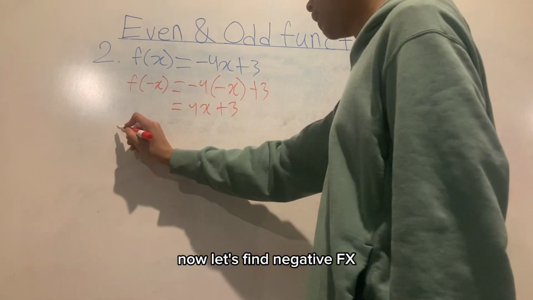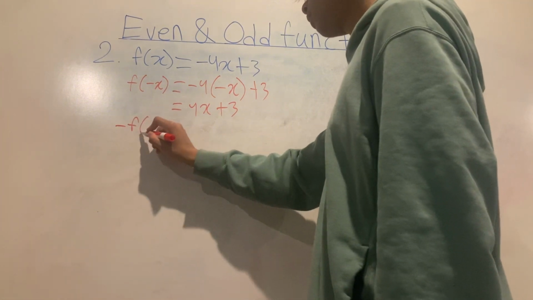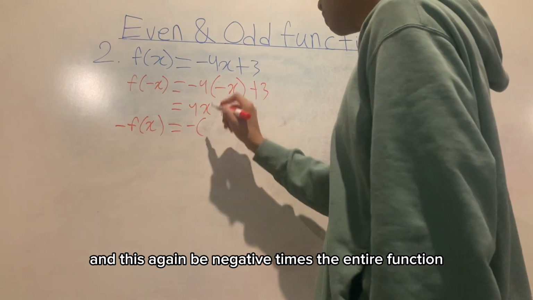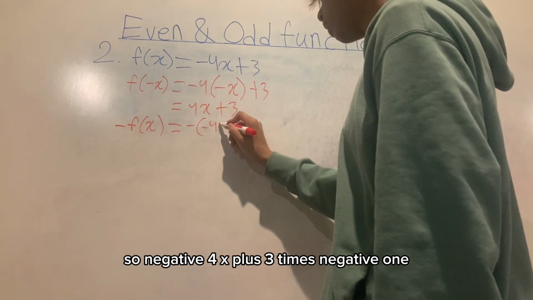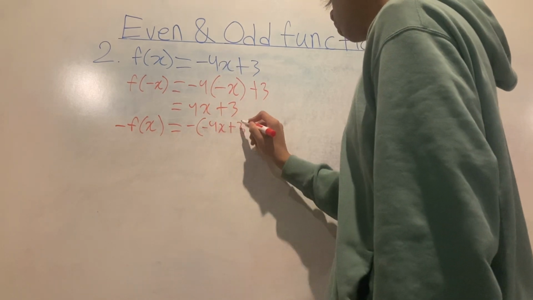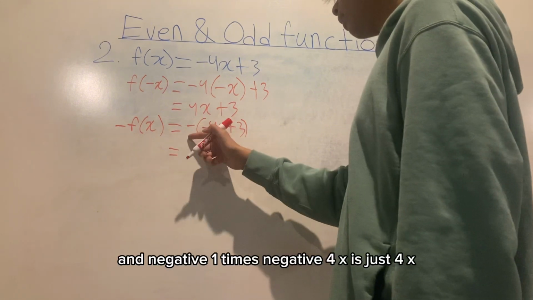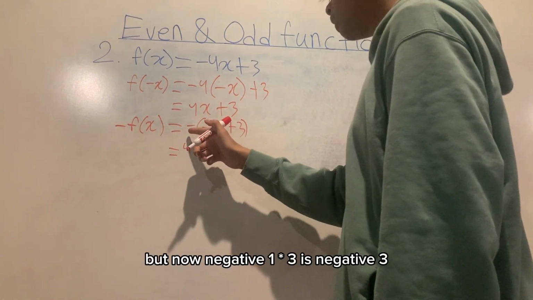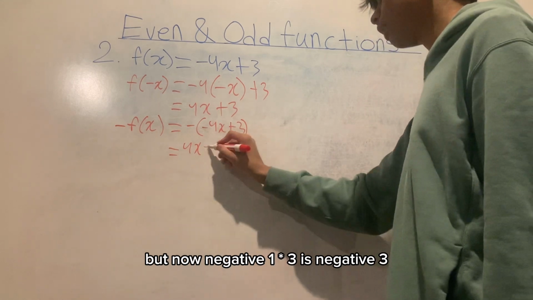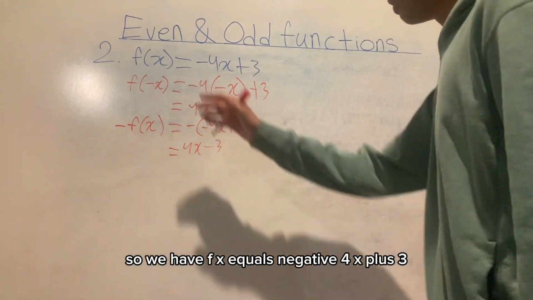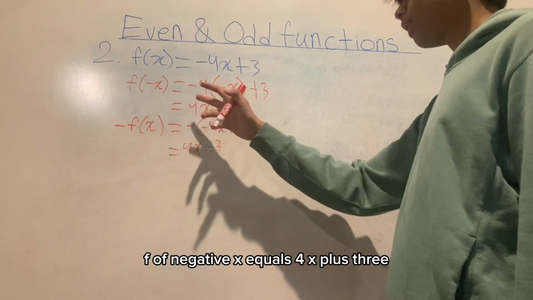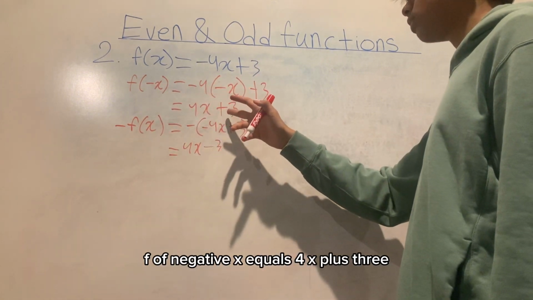Now let's find negative f of x. And this is going to be negative times the entire function, so negative 4x plus 3 times negative 1. And negative 1 times negative 4x is just 4x, but now negative 1 times 3 is negative 3.